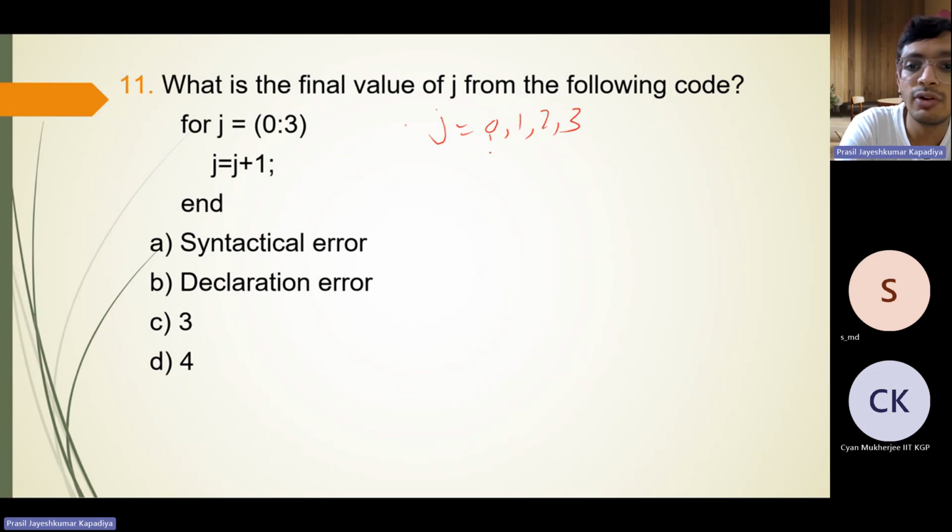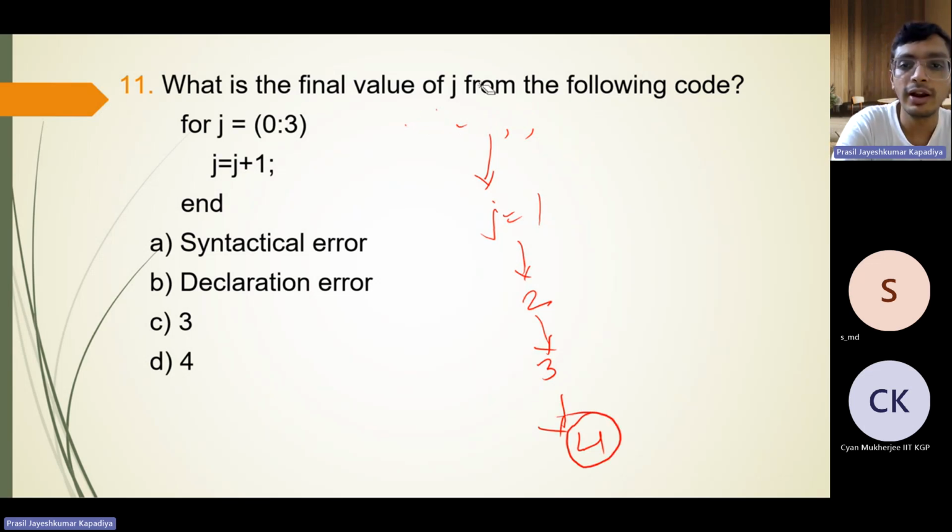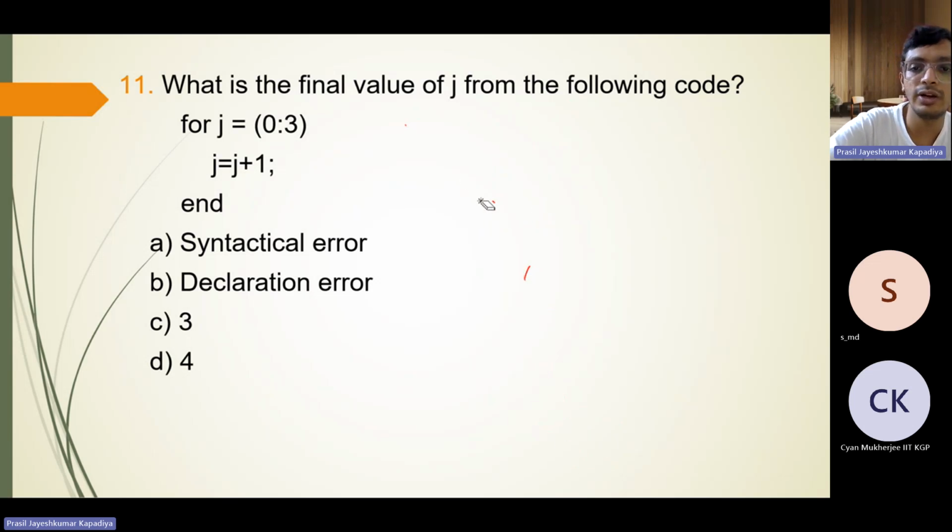Now, first it will take j is equal to 0. My output j from the first loop is 1. Then my j is 1, my next is 2. Now for value of 2, it is 3. For value of 3, it is 4. So my final value of j should be 4. Correct? Let's check it in MATLAB also. It's not really difficult to do.